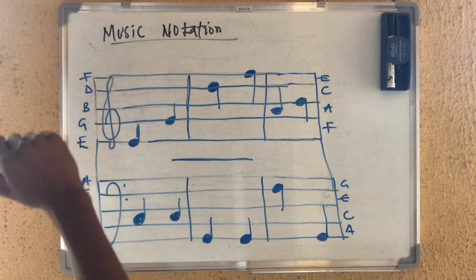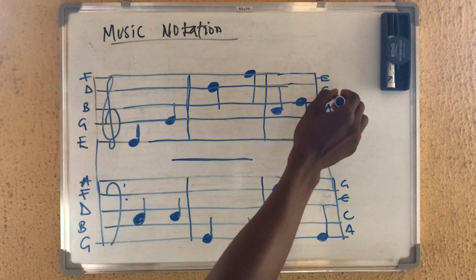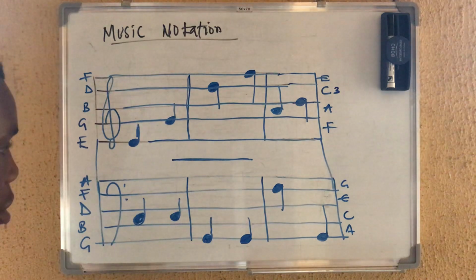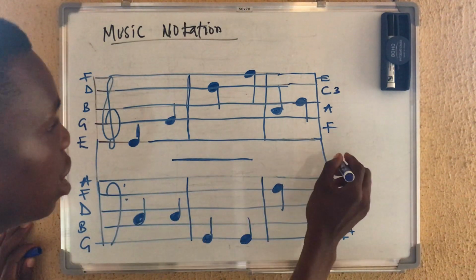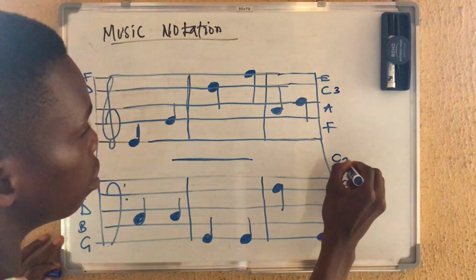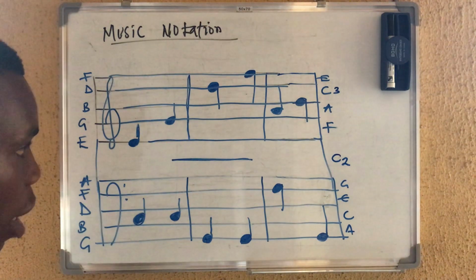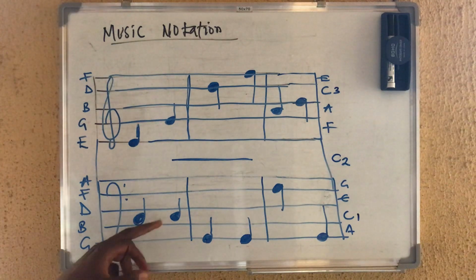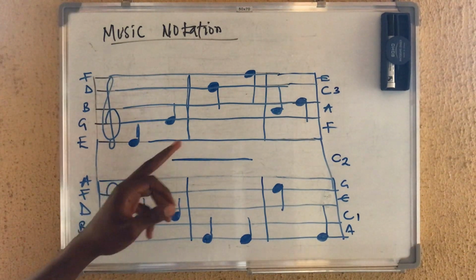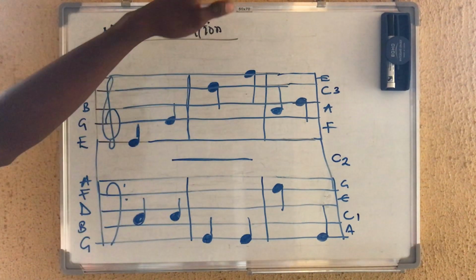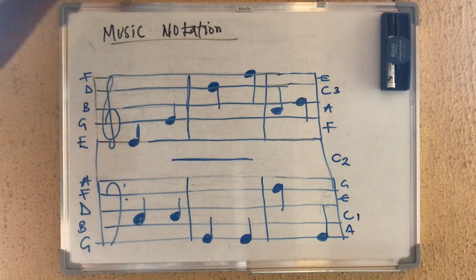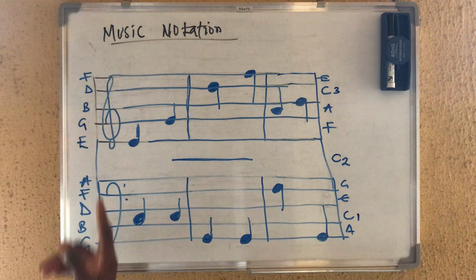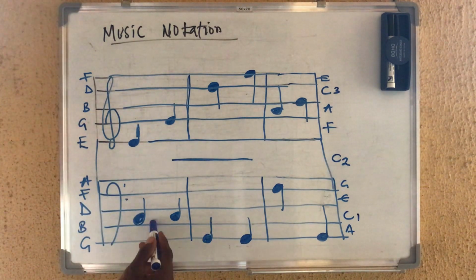Then we'll call it C3. Here is our C3. Whereas here is our C2. Then here is our C1. C1, C2, C3, then you go on and get other C4, C5. Do you understand?